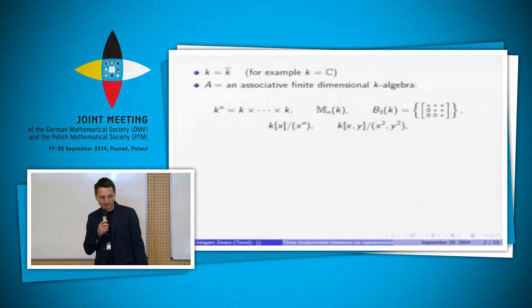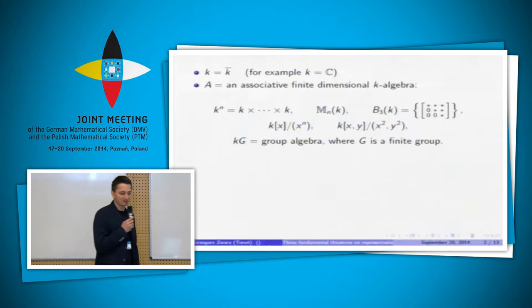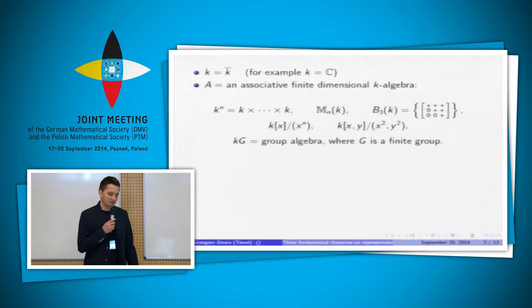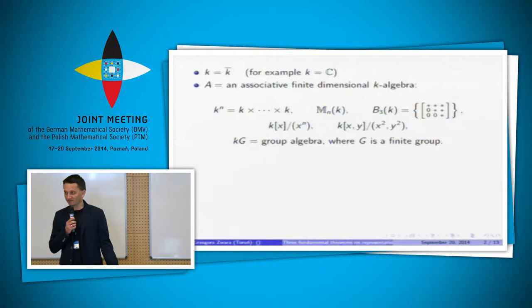Well, a series of examples you get if you consider a group algebra. So you take a finite group G, and then elements correspond to vectors in a basis of kG, and multiplication on these basis vectors is according to the group multiplication in the group. It's a well-known example.